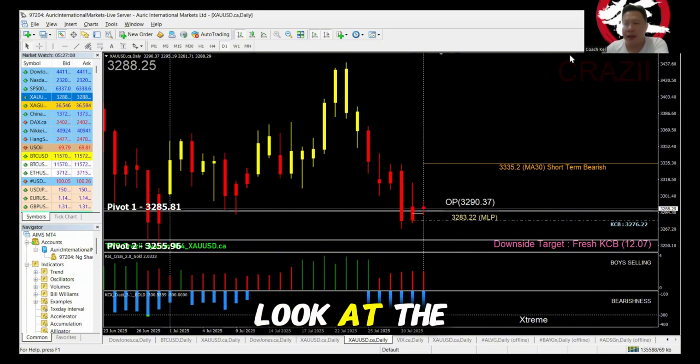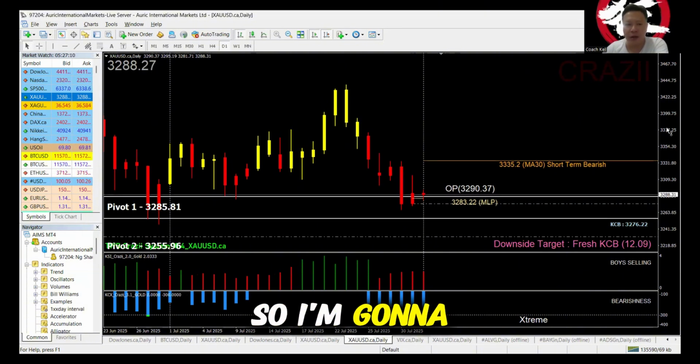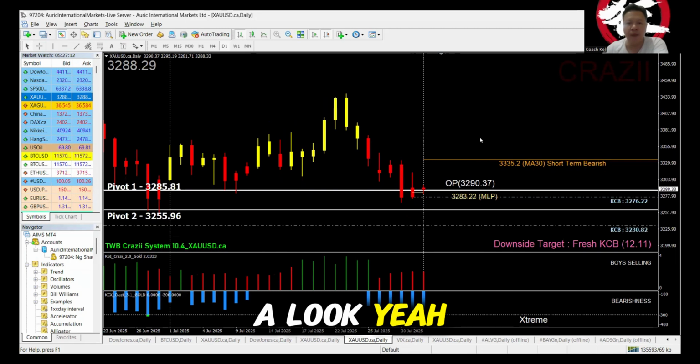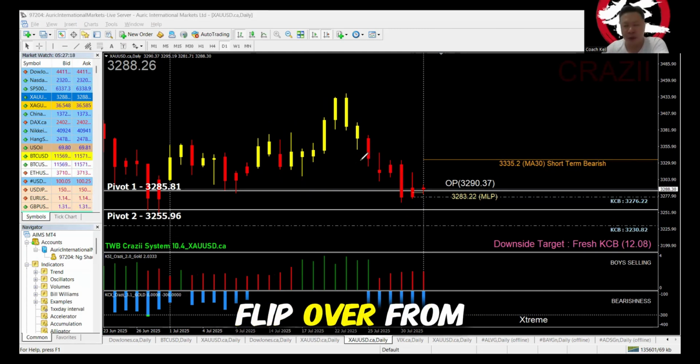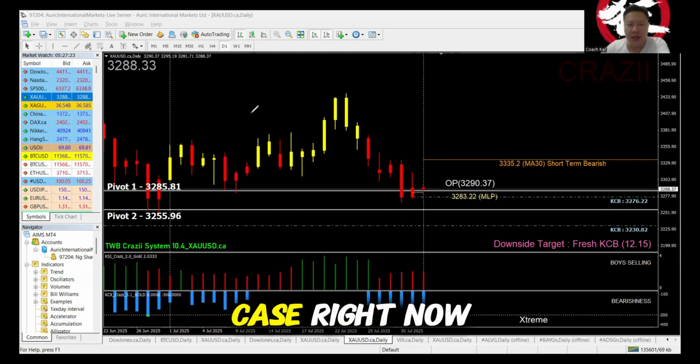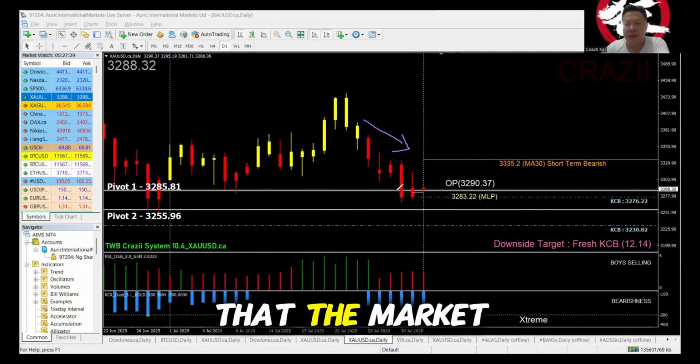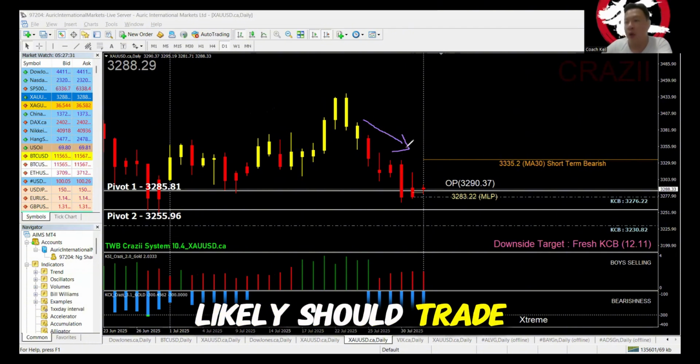Okay, so let's look at the day chart. Okay, so I'm gonna do this for you. Just take a look, yeah? Okay, so day chart, basically the main content is to do it when the color flips over from red to yellow or yellow to red. So in this case right now for gold, you can see gold is now doing red color candlesticks, all right? So that means that the market likely should trade lower.